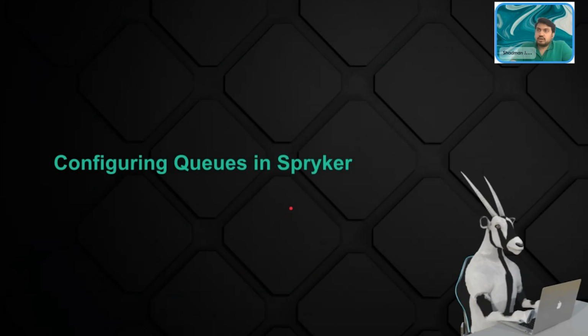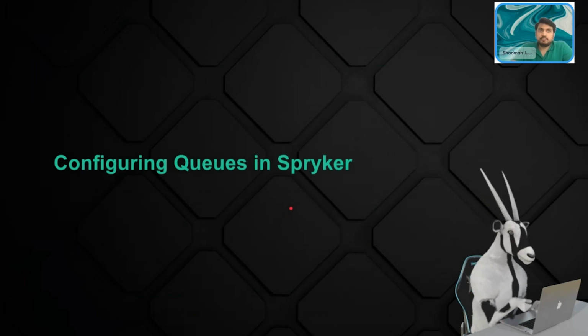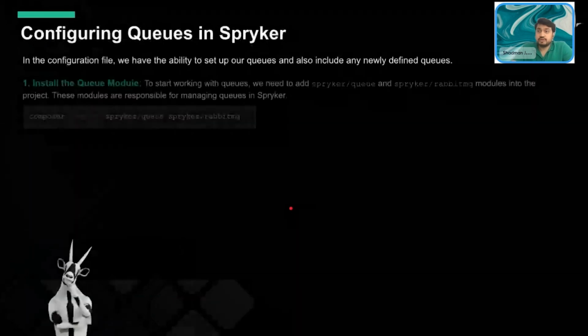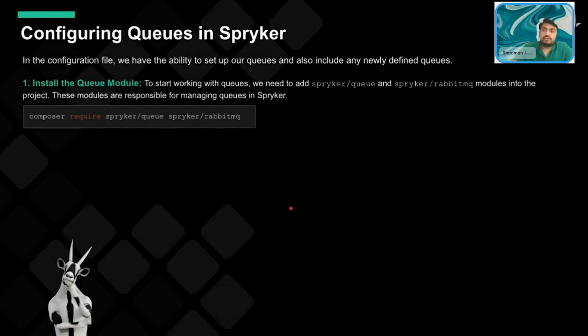Now let's jump into the configuration of the queue. If I'm going to use a queue, how can I configure it, and how do the configurations work? First, you need two packages: Spryker Queue and RabbitMQ. But luckily, you have both packages in the demo shop. So if you are going to use the demo shop, you will get both by default.